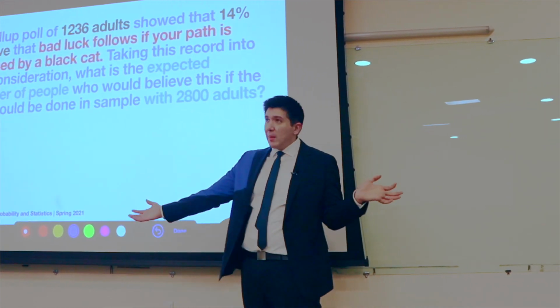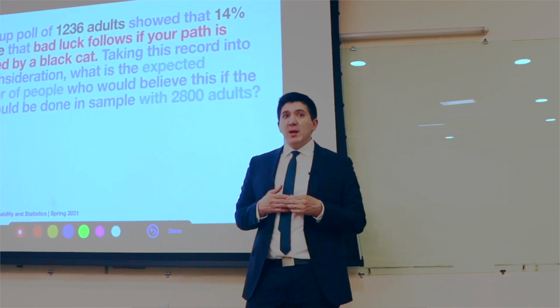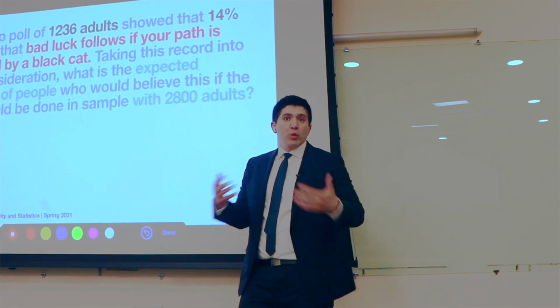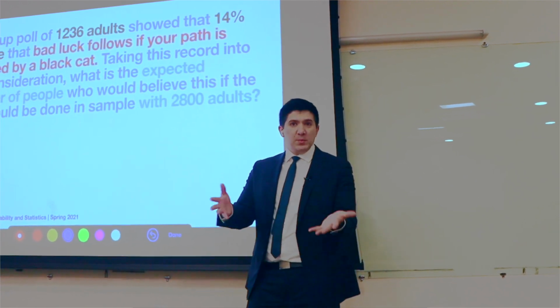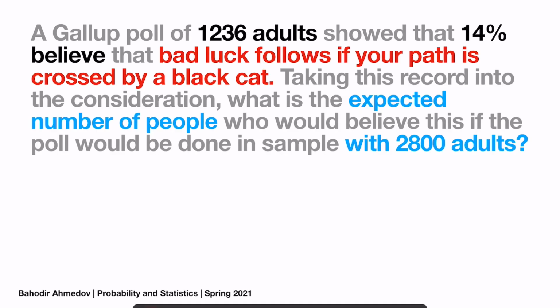And if I just increase the sample from 1,236 to 2,800, what is going to be the number of people who believe this? Or which number of adults should we expect who would believe this, right? So in this case, what we need to do is look at this poll as a binomial distribution. What we did is we went through 1,236 adults and asked them whether they believe this or not. Again, these are two categories they have to answer. Either they believe, or they don't.